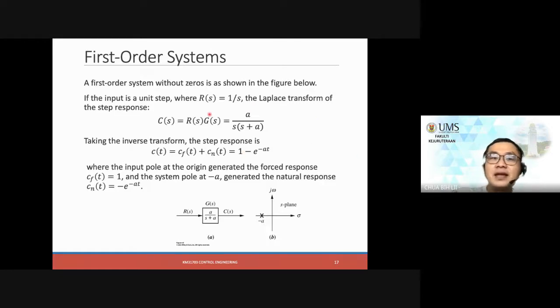If the unit step is 1 over s, therefore the Laplace transform of the step response would be, you just multiply by the 1 over s, and you get this, right? So if you take the inverse, then immediately this is equal to 1 minus e to the power of minus at. Immediately you see this kind of typical step response, or time response. Very similar. So this is how it would look like, a over s plus a, and so on.